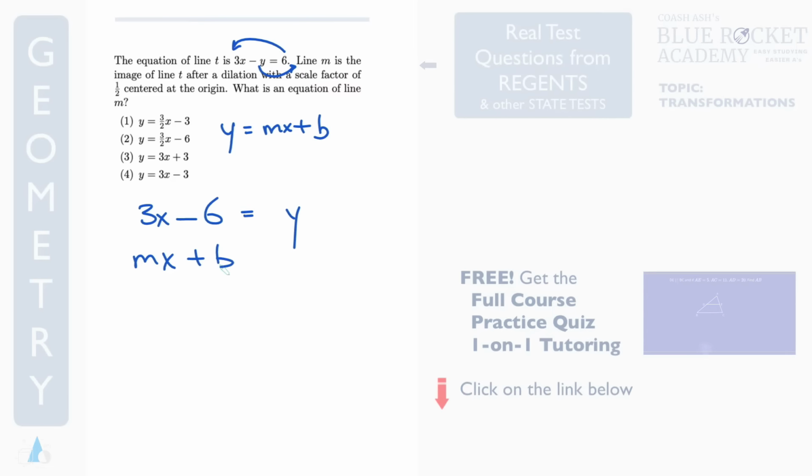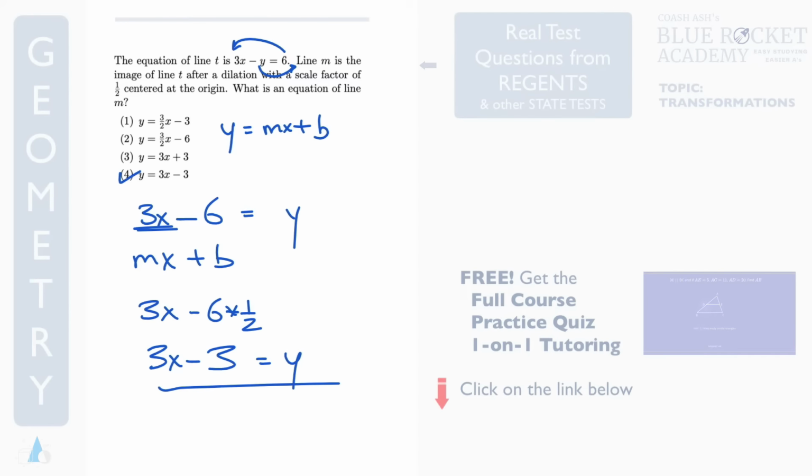All right, now what's the deal with dilation? When you have a scale factor of any number, here it's half, you simply multiply the y-intercept by half. This remains the same. So this becomes 3x minus 6 times half, and that's the answer, 3x minus 3. And so you've got y is equal to 3x minus 3, which makes 4 your correct choice.